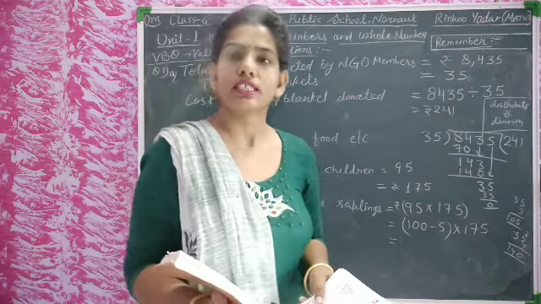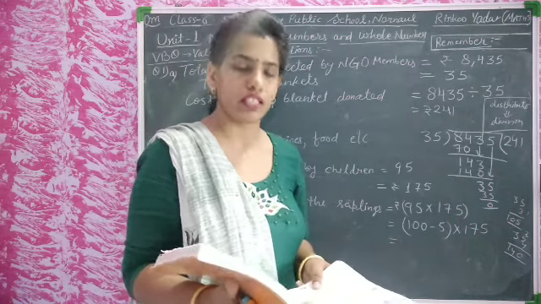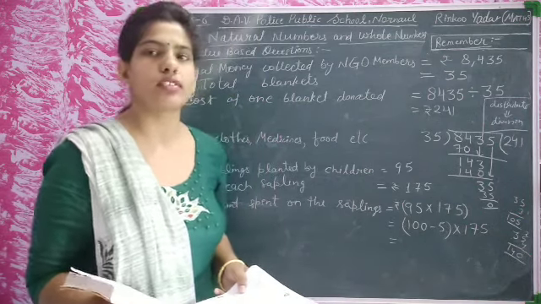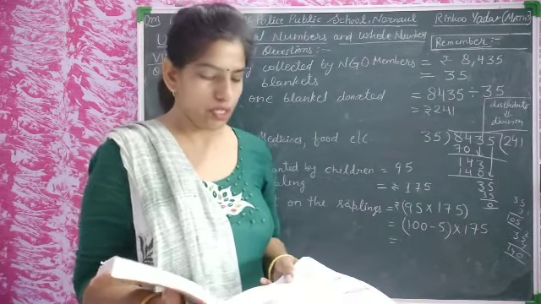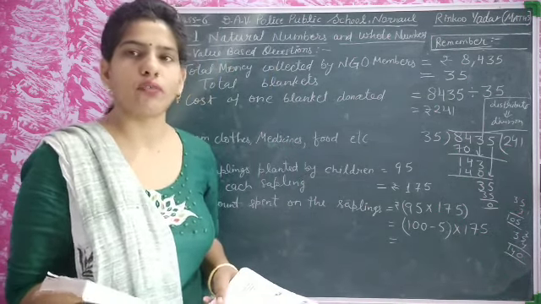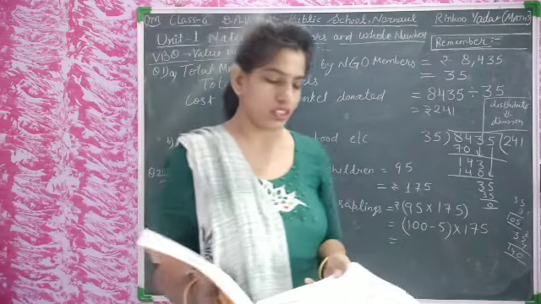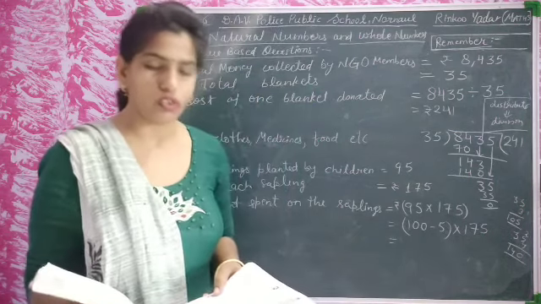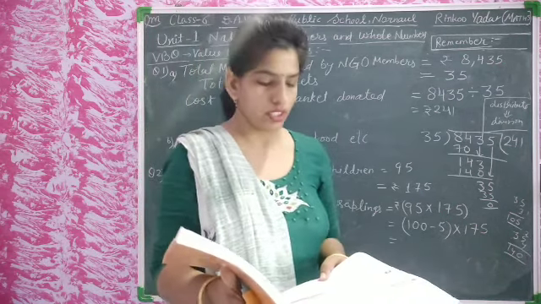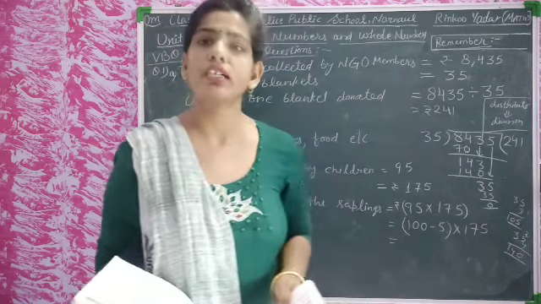How many total saplings are there? 95. The cost of one sapling is rupees 175. So the children were thrilled and happy with the project, and they were very happy doing this. And now there is a question: what is the amount spent on the saplings? Total amount spent on the saplings. It is given how many saplings were planted by the children.